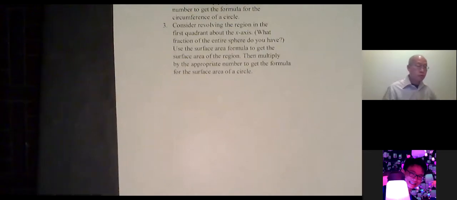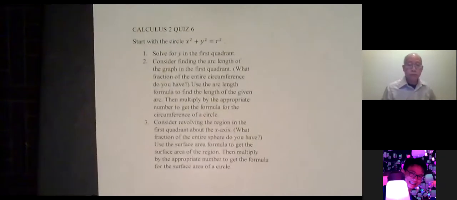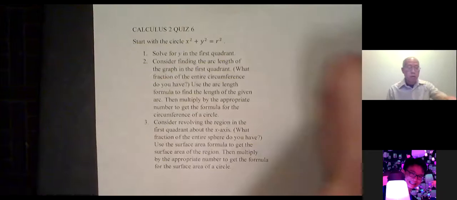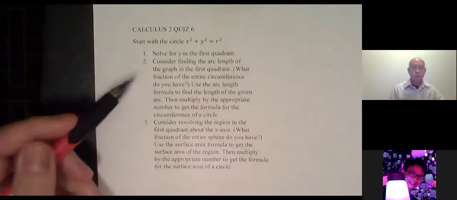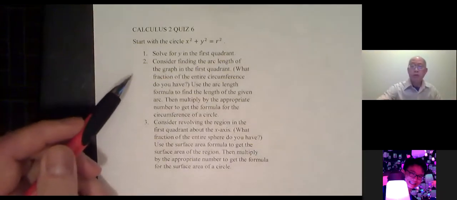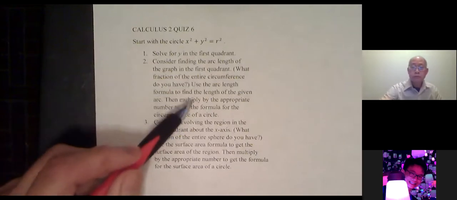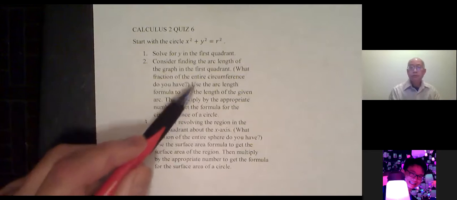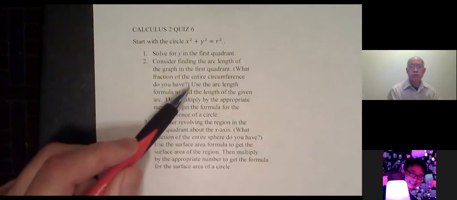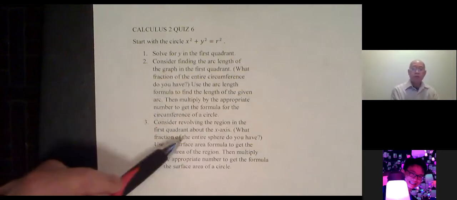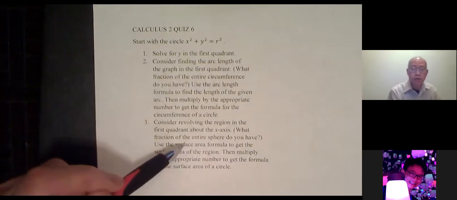Okay, the quiz is now too late to submit, which means I can go over it. But this is another one of those quizzes where you should know what you're aiming for, right? You're aiming for 2 pi r for this one, the formula for the circumference of a circle. And you're aiming for 4 pi r squared, the formula for the surface area of a sphere here, right?